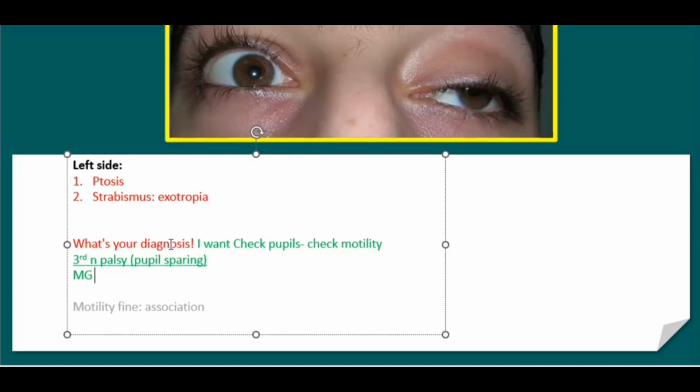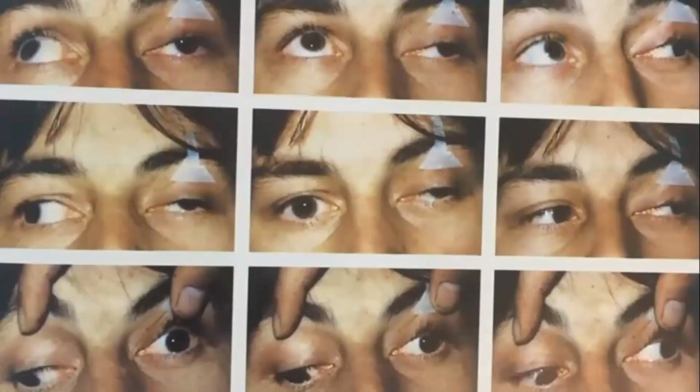or a differential diagnosis, you may start by saying, I want to check pupils, I want to check motility because I'm thinking of third nerve. Try to say something instead of giving the examiner a long pause. Sometimes in viva, they may bring a photo like this, a composite or collage photo. The most important one to focus on is the primary position.